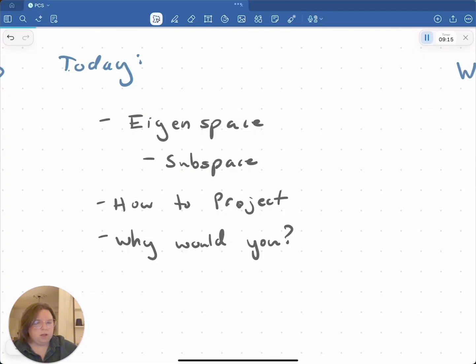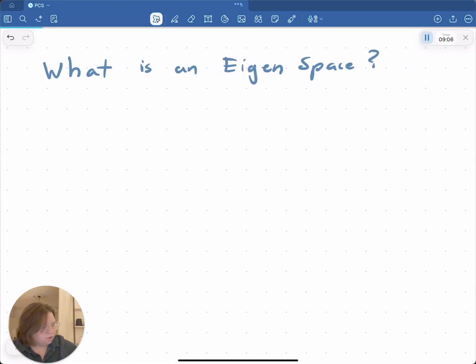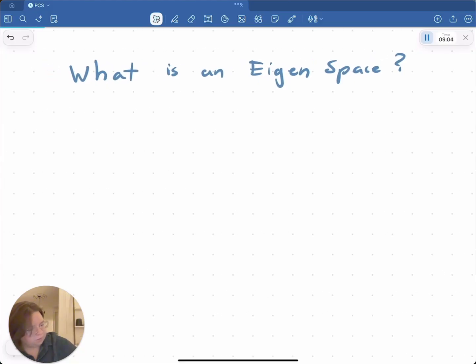We're going to be learning about the eigenspace, what subspaces are, how to project an image into an eigenspace, and why does it even matter? So first up, what is an eigenspace?